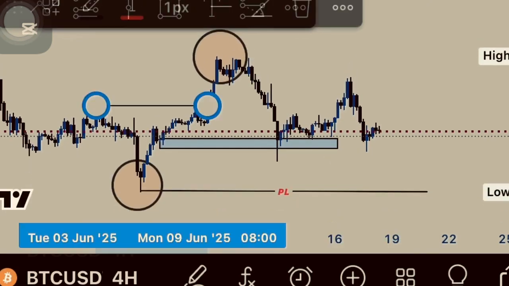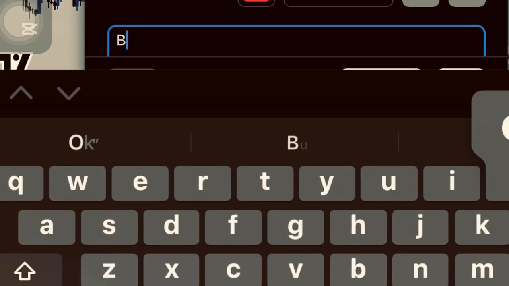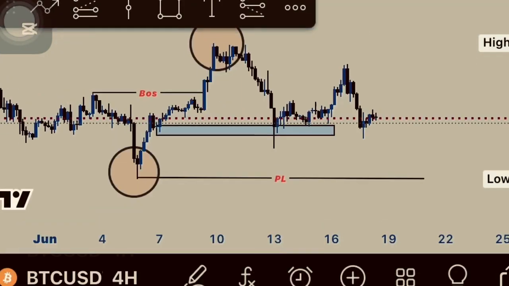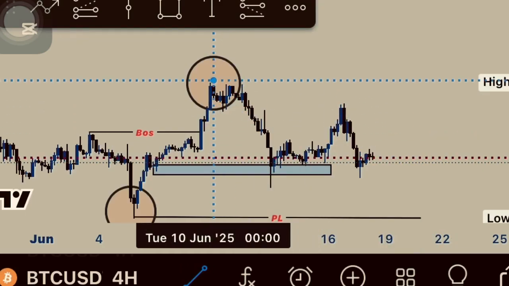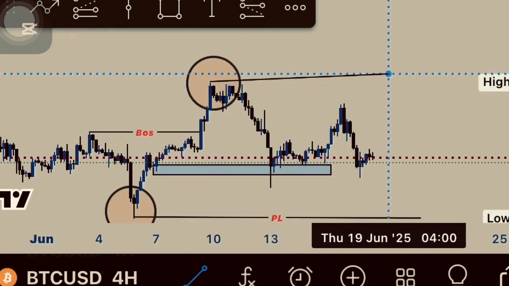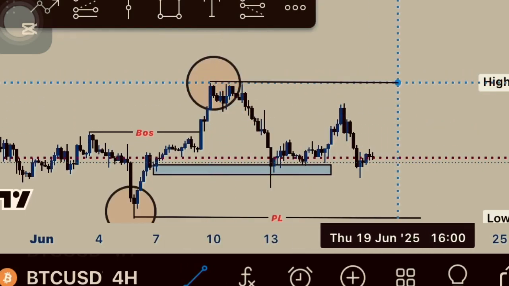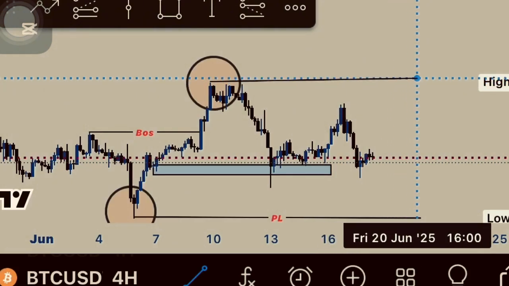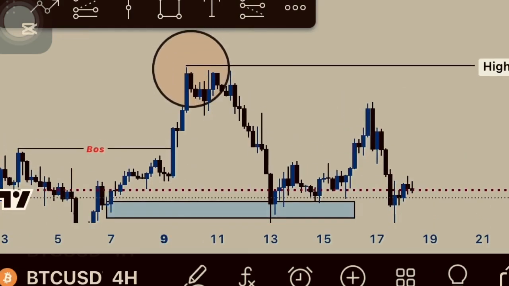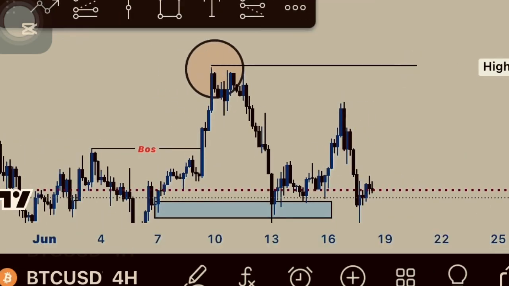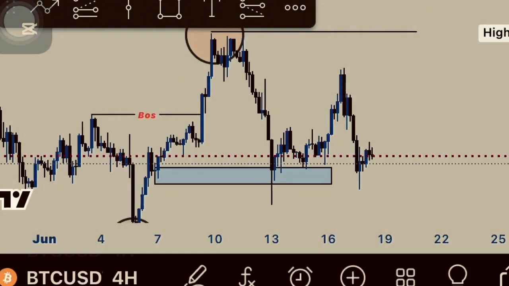So these are break of structure. I'll name it here, and these are protected lows. Right now, this is the high. It hasn't been taken out, so once this high is taken out, we are going more bullish. Once this high is taken out, there is more presence of bulls in the market.